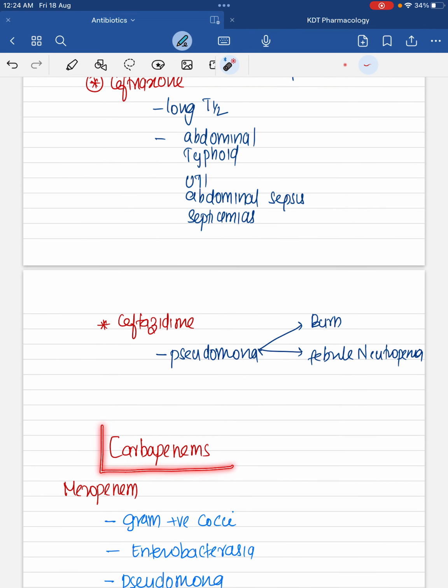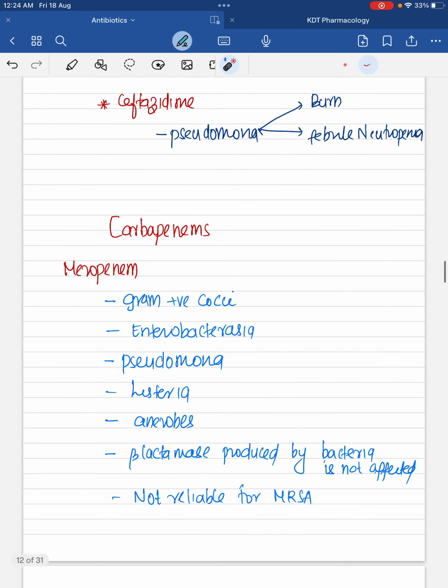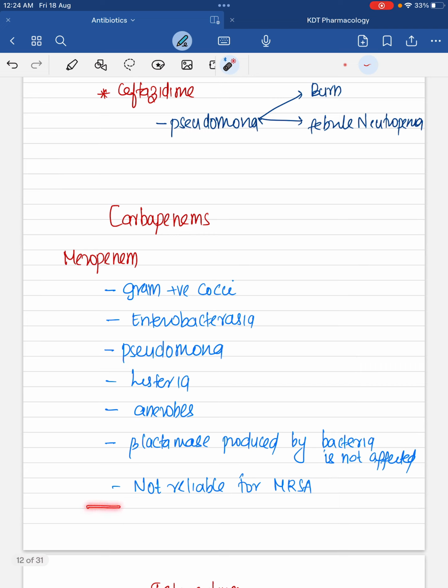Now the third group is carbapenems, and the example is meropenem. They are active against gram positive cocci, Enterobacteriaceae, Pseudomonas.